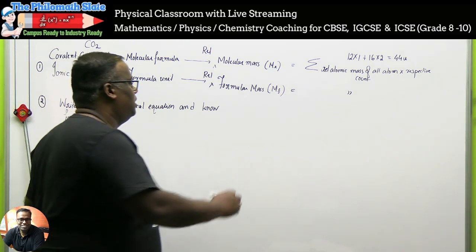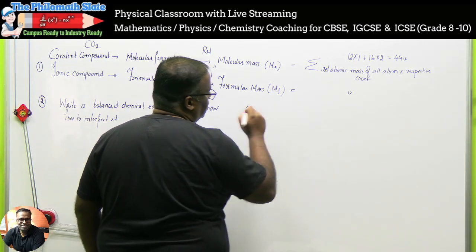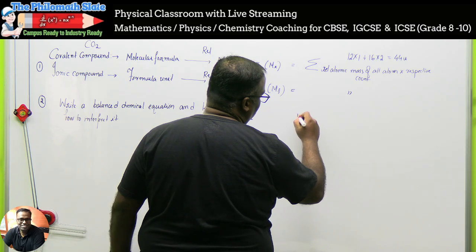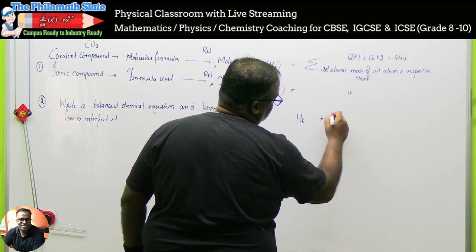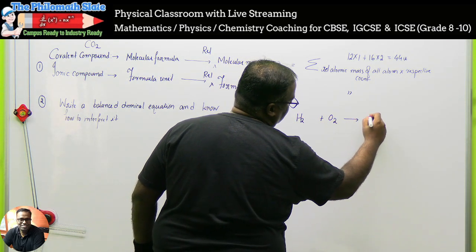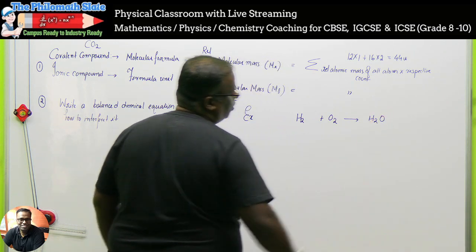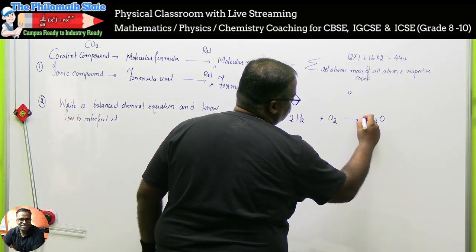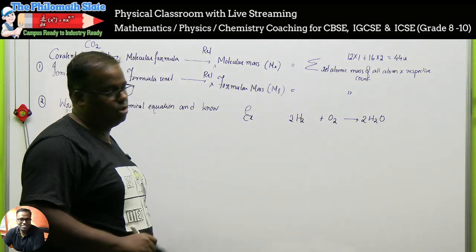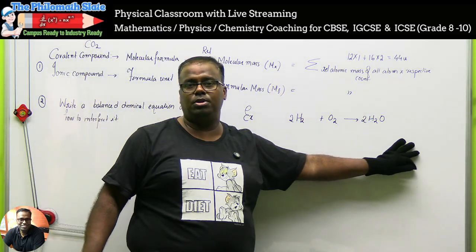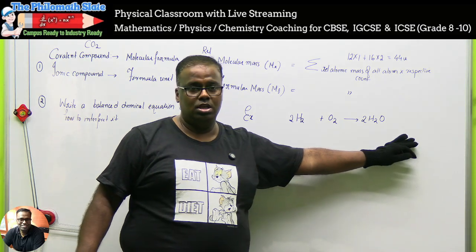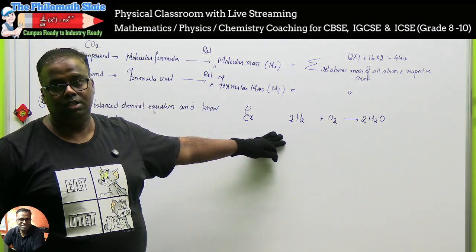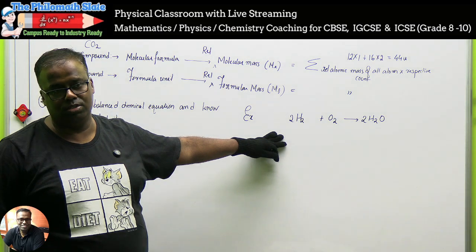Okay? Let me write an example, say for example, formation of water. We all know hydrogen reacts with oxygen to give us water. Now this equation is not balanced. So how to balance it? We write it 2H2 plus O2 gives 2H2O. This is the balanced chemical equation. All our calculations will happen with regard to this. If you cannot write this, then your calculations will go for a toss.